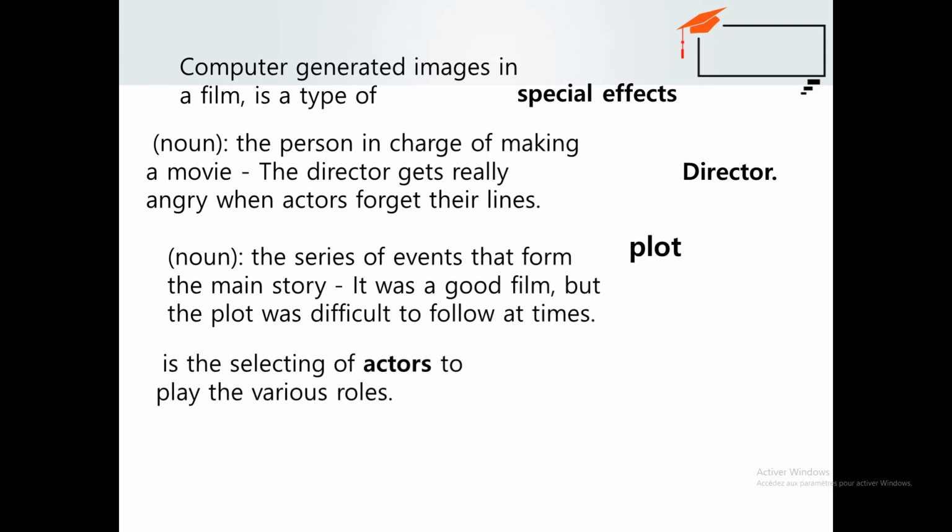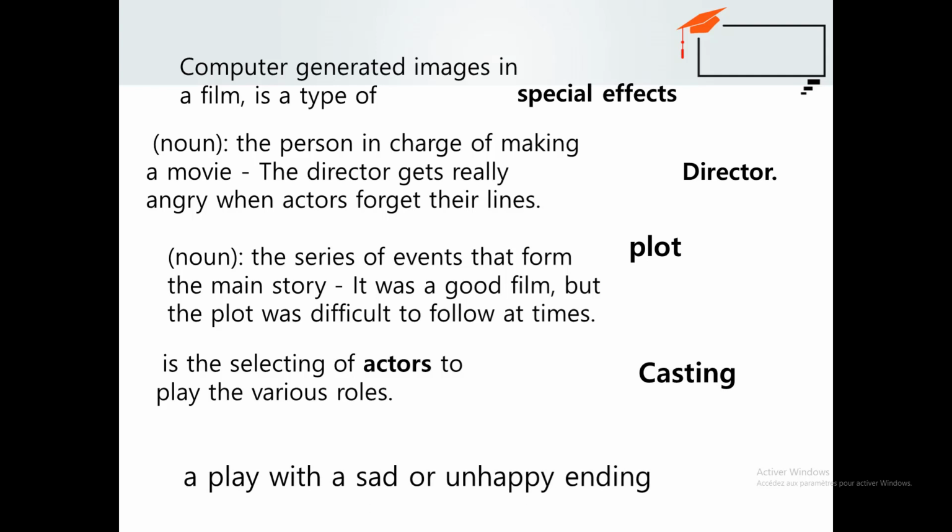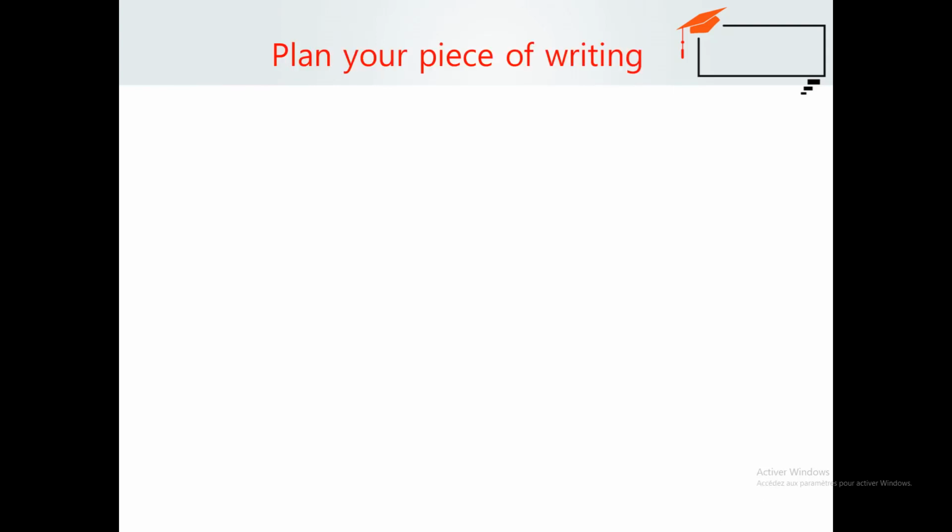So a good film has a good plot. The selecting of actors to play the various roles, so the director selects the actors that can fit in this role or the other, is the casting. And then a play with a sad or unhappy ending is called a tragedy. Then we'll move to the planning of your piece of writing.